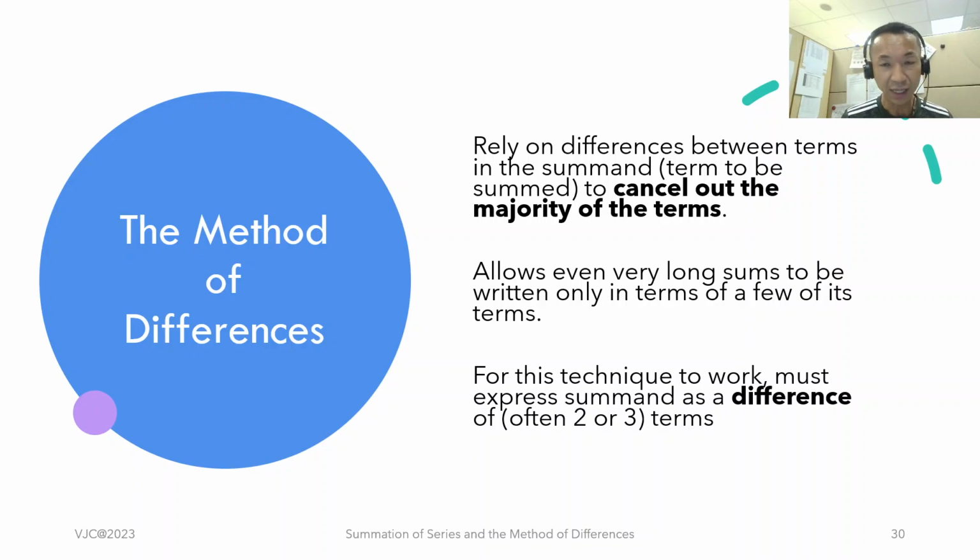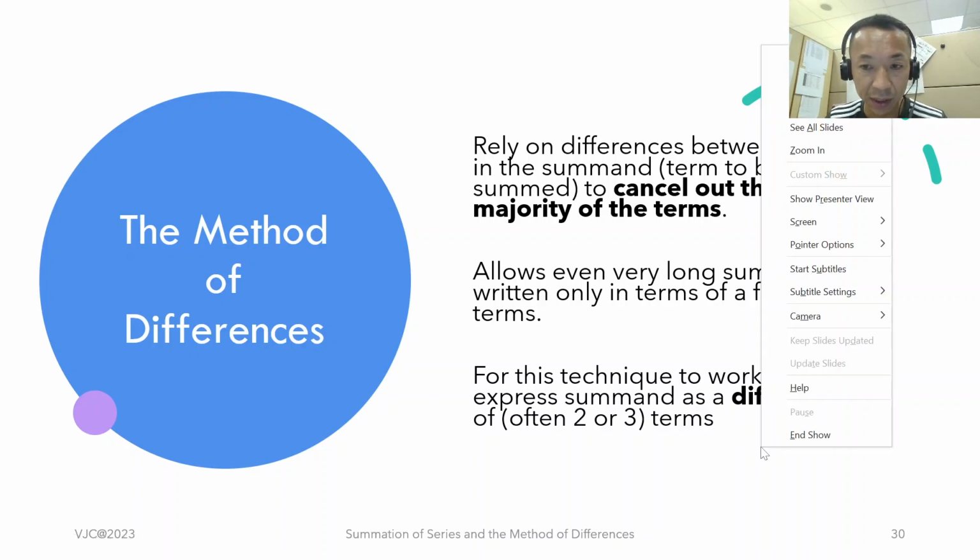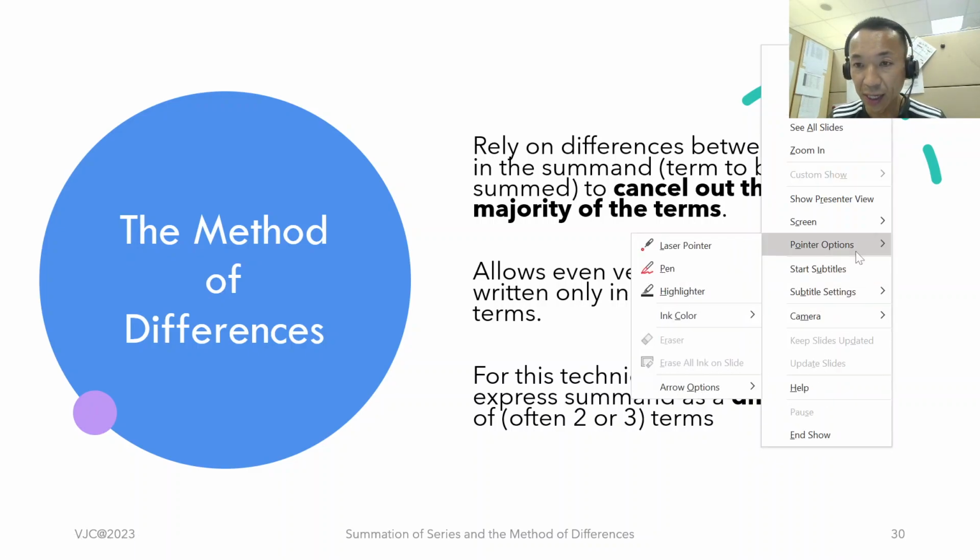Before I illustrate using an example, I just want to say that this method relies on differences between the terms to cancel out the majority of the terms. It simplifies a lot of things. In order for this technique to work, you must express whatever is your summation as a difference of often 2 or 3 terms. So I'm going to illustrate using an example now.